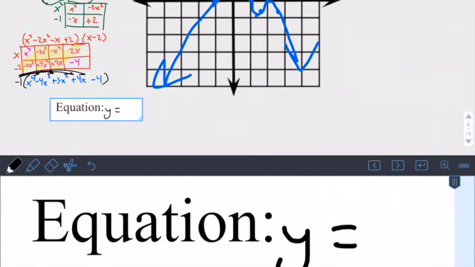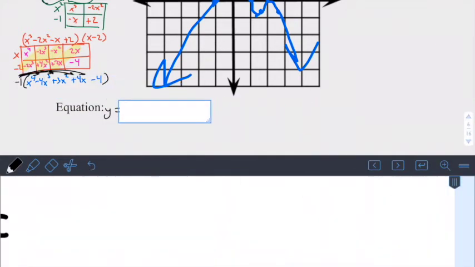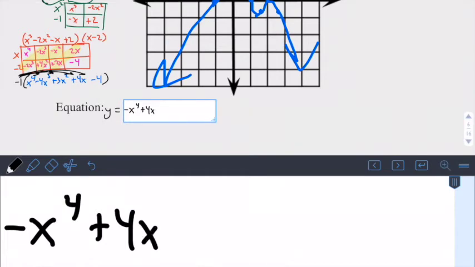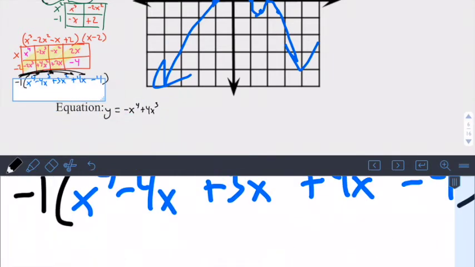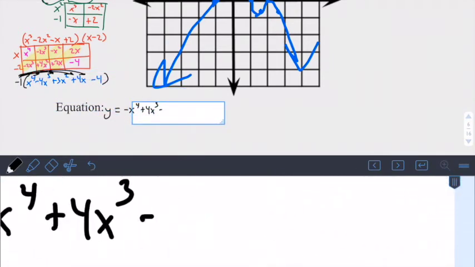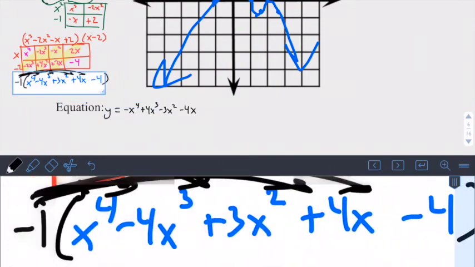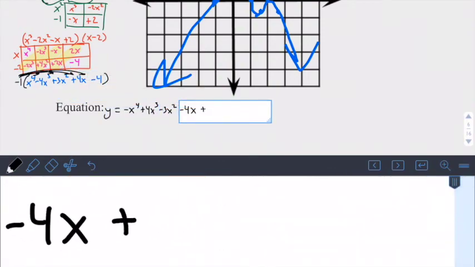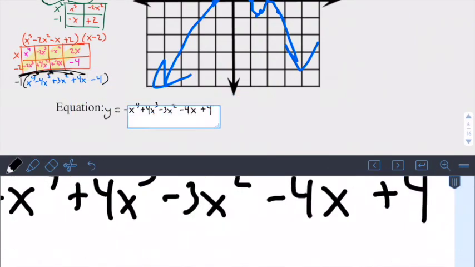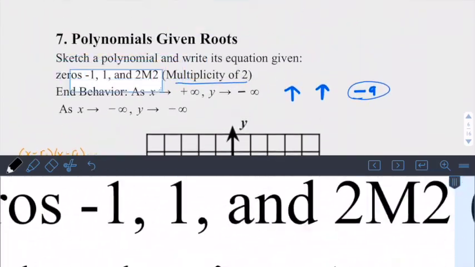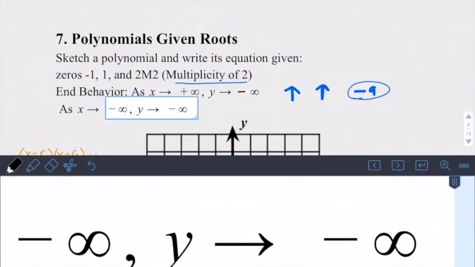Y equals negative x to the fourth. Negative negative makes it positive 4x cubed. Negative positive makes it negative 3x squared. Negative positive makes it negative 4x. And then negative negative makes this positive 4. So there's my equation of this polynomial with these roots and this end behavior.